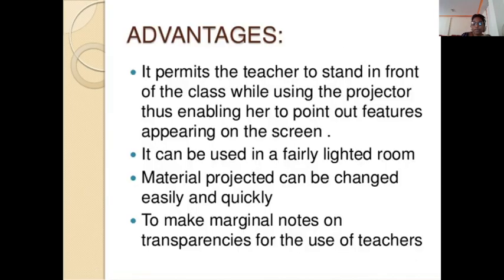This is about the overhead projector: what is an overhead projector, what method we have to follow while using this overhead projector, and what are the advantages of overhead projectors.